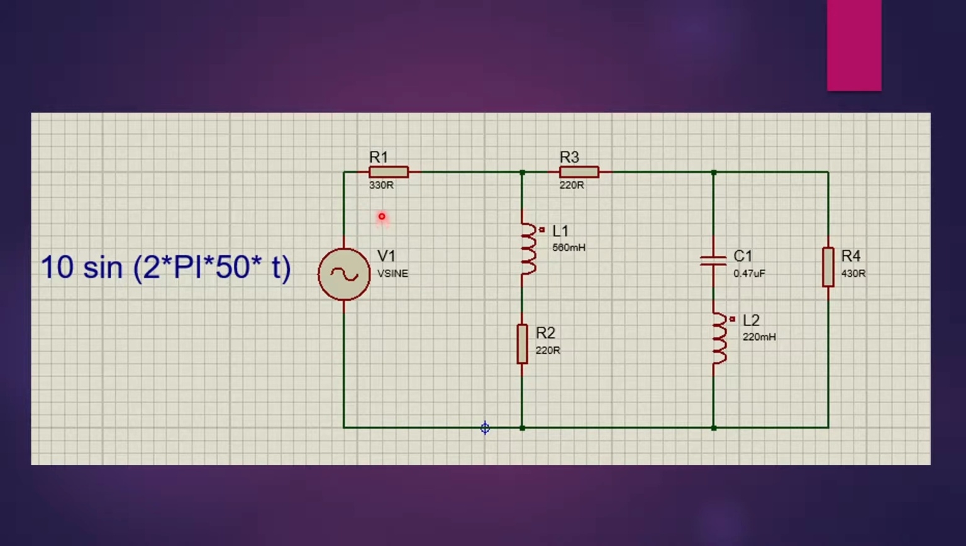So it is connected to a 330 ohm resistor and then connected to a 560 millihenry inductor and 220 ohm resistor, and then parallel to a 220 ohm resistor, one capacitor of 0.47 microfarad and one inductor which is 220 millihenry, and finally parallel to one resistor which is 430 ohms.